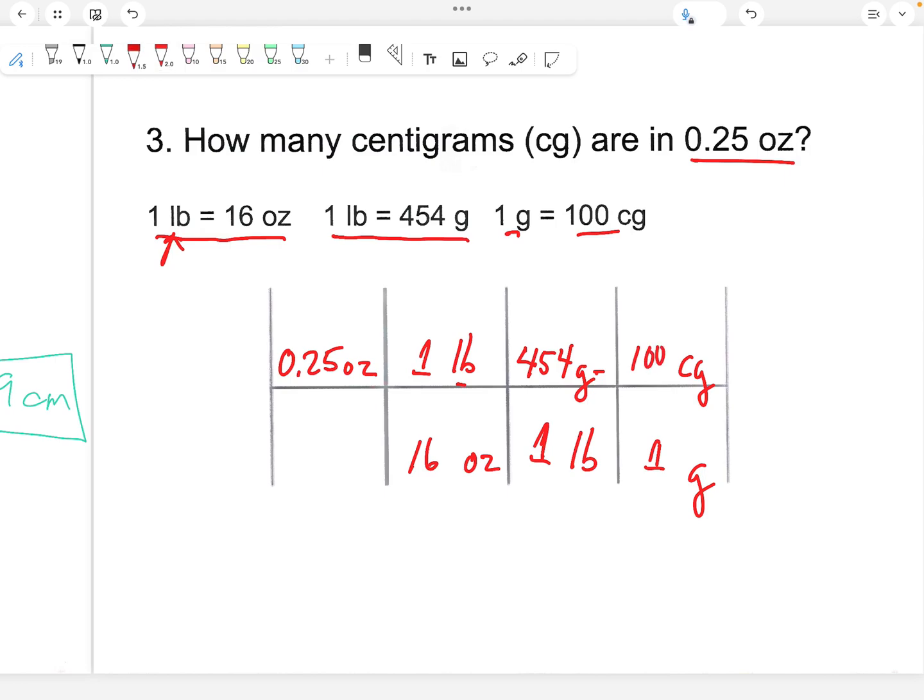So you're going to multiply every number on top and then divide it by 16 on the bottom. You solve this problem. You simply get 709.4 centigrams. And boxing our answers. All right, number 4.